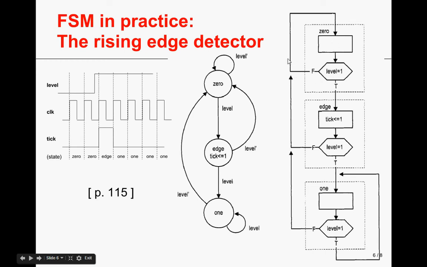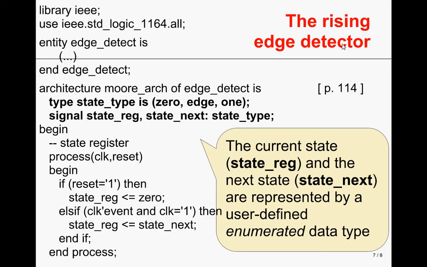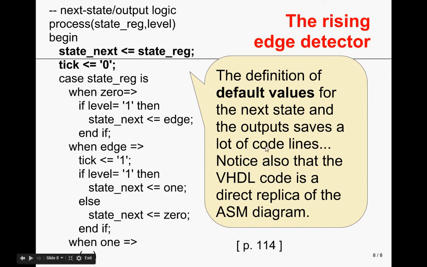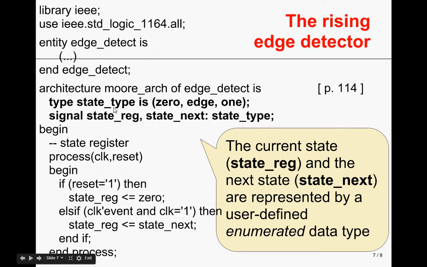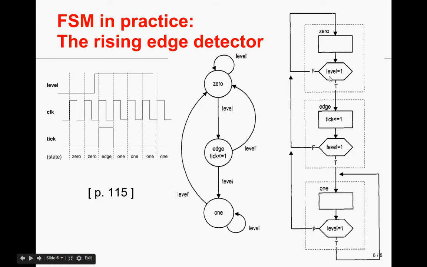Now, if we have defined the next state as the current state, then we won't have to say anything in this case. And likewise, if by default we have said that the Moore output is 0, then we don't have to say it again in this state because it has been predefined by default. So that's what I mean by saving a lot of code lines. If we define the next state to be the current state and the output to be 0 by default, then we don't have to say so whenever we want it to take place. And then it is simply a matter of replicating what we see here.